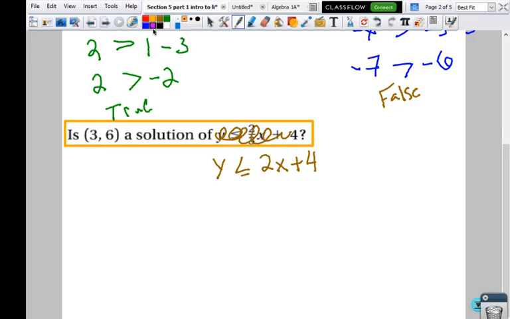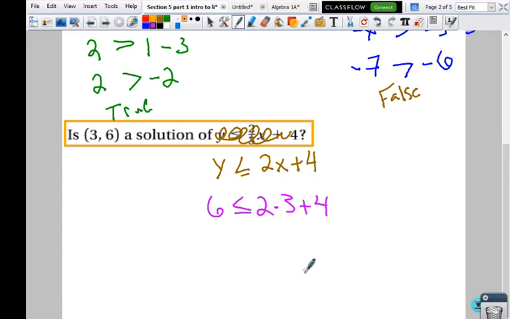Okay, so we gotta go through and replace numbers in here. Richie, after I replace numbers, what's it gonna look like? It's going to look like 6, less than or equal to, 2 times 3, and then plus 4. So 6 is less than or equal to 2 times 3 plus 4. Then we have to go through and start doing the math.